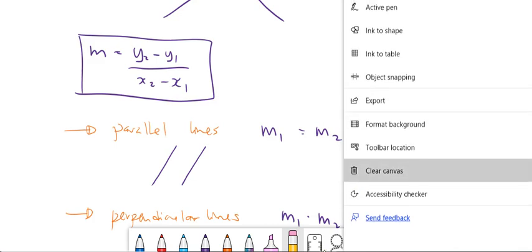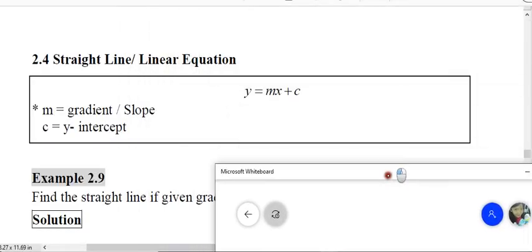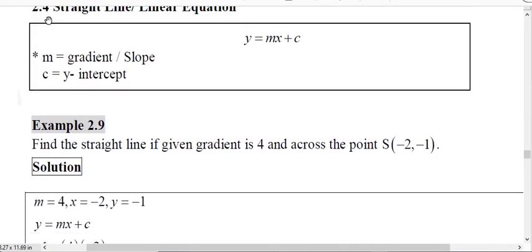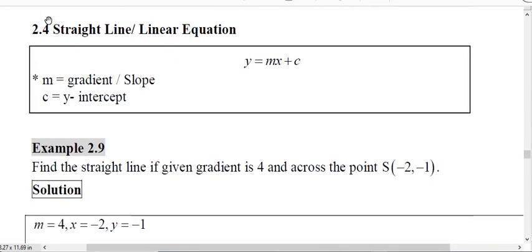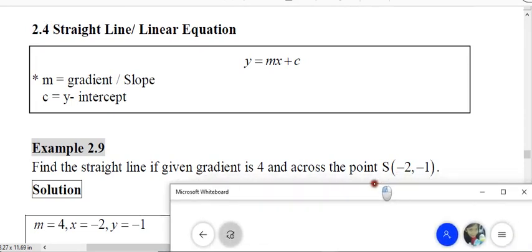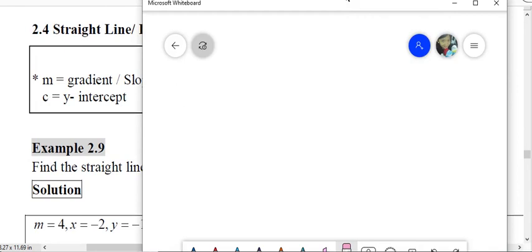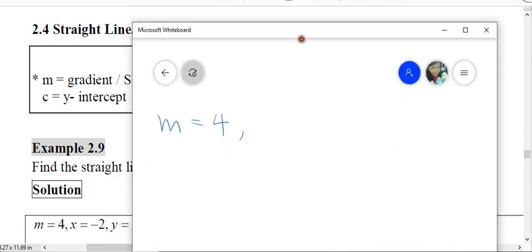Okay, so first of all, what you need to do here is highlight. Just highlight, because you're given m, your m here is 4. Then with a point S (-2, -1). So from here highlight your x, that is -2, and your y is -1.